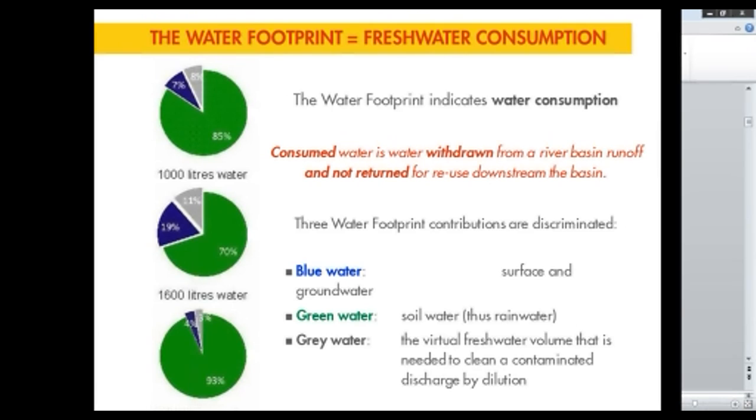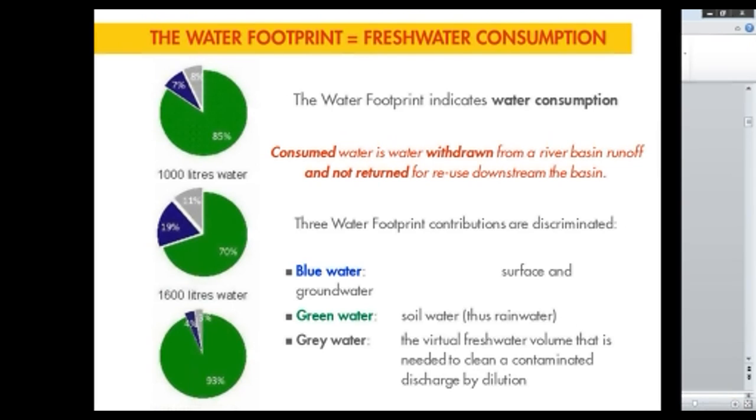The grey water footprint is a bit different. That's not measurable, but it's calculated. It's a virtual volume which is needed to clean a contaminated discharge by dilution, and it's the volume that you need to dilute, which is called the grey water volume. So that's about discharge, often effluents from agricultural, industrial and domestic usage. If that usage leads to contamination and you don't treat it, then the thinking here is to look at the volume that you need to add to the effluent to reduce the concentration of the contaminants in such a way that is acceptable, say, from an environmental and a regulatory position. So that's grey water.